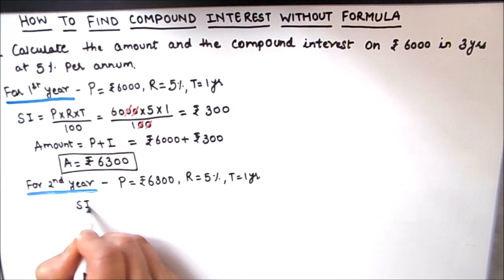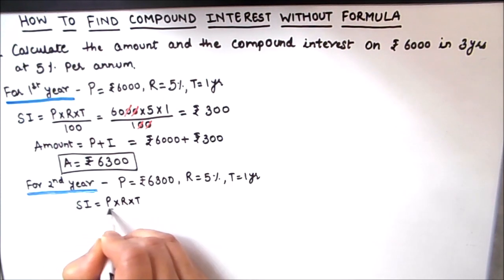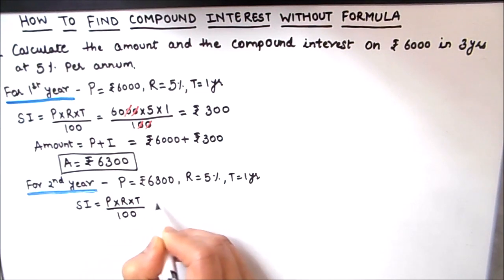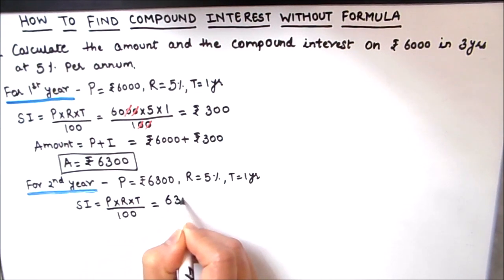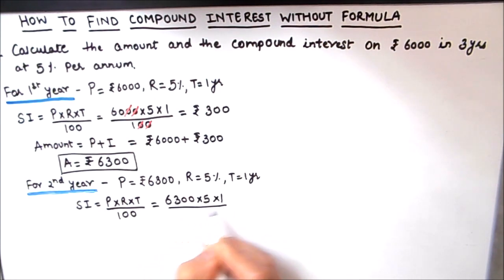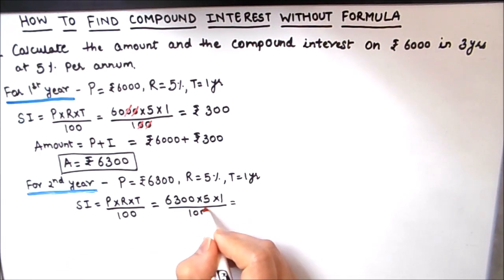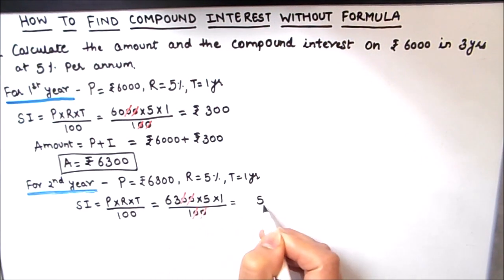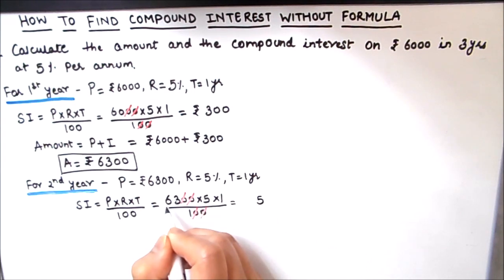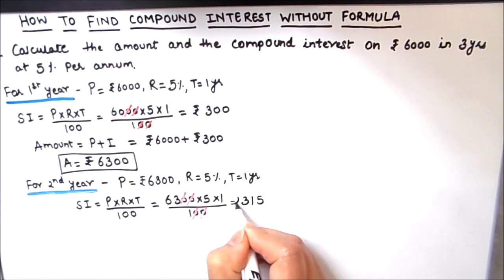Interest for the second year will be principal times rate of interest times time divided by 100, which is equal to 6,300 times 5 times 1 divided by 100. These two zeros get cancelled with these two zeros. We are left with 63 times 5, which is 5 times 3 is 15, 1 is carried over, 5 times 6 is 30 plus 1 is 31, so 315 rupees.